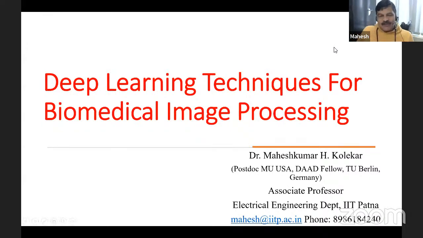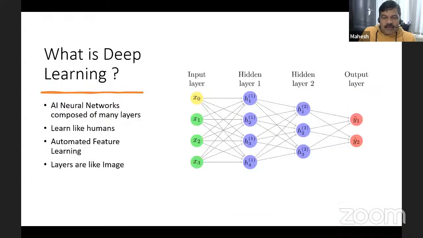So good morning. Today I will present a talk on deep learning techniques for medical image processing. As you know, there is a lot of development in the applications of AI for medical image processing. So in today's talk, we will discuss what deep learning is, and then we will explore its application in the medical field, the medical domain. And at the end of the talk, we will focus on COVID-19 detection using deep learning.